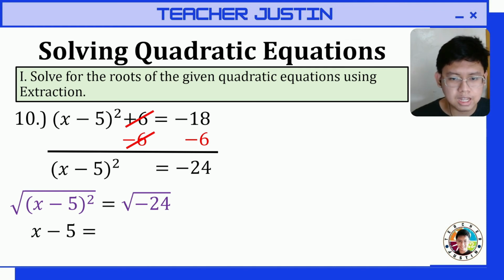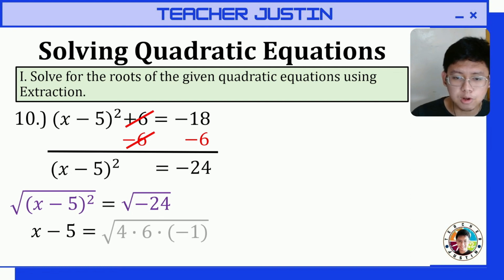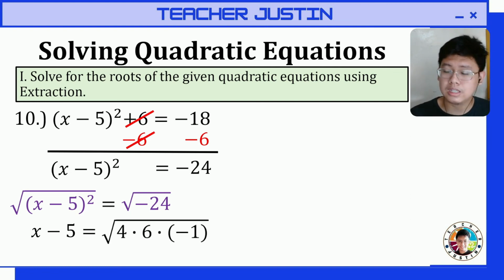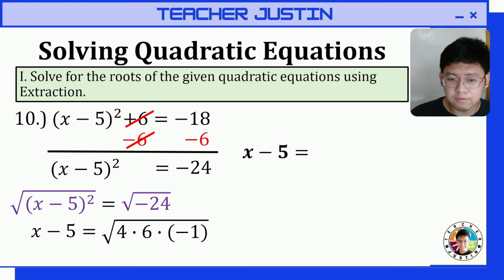Yung square root of negative 24, since hindi siya perfect square, we have to get the factors of negative 24. So, yung factors in negative 24, we have 4 times 6 times negative 1. Now, we have x minus 5, tas kunin natin yung square root ni 4. That will give us positive negative 2. Take note that when we use the square root property, we need to get both positive and negative roots.